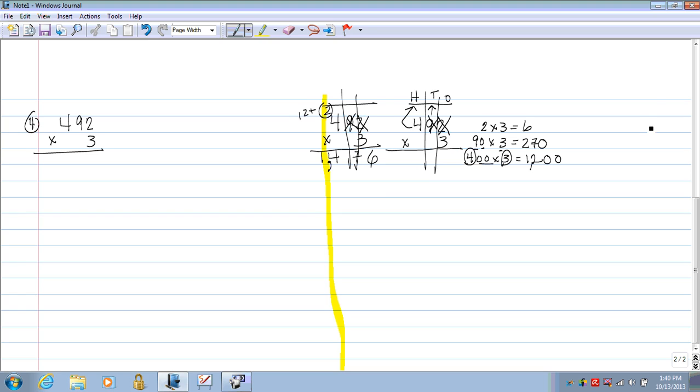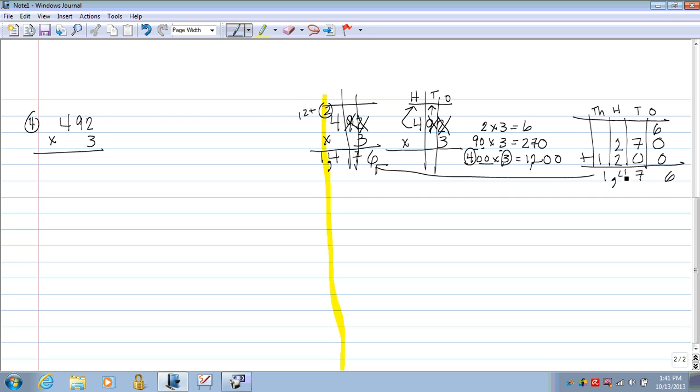Now remember, again, this is critically important. When you add those numbers up, they have to be in the right place value. Ones, tens, hundreds, thousands. This is 6 ones, 270, 7 tens, 0 ones, 1,200. When I add those all up, I get the same product as I did when I did it the other way. So we have 1,476. Push pause to write your notes.